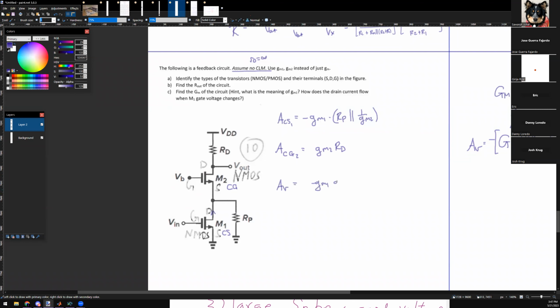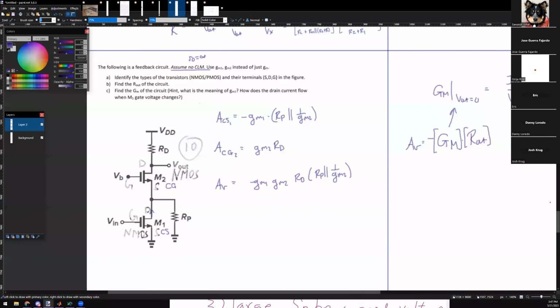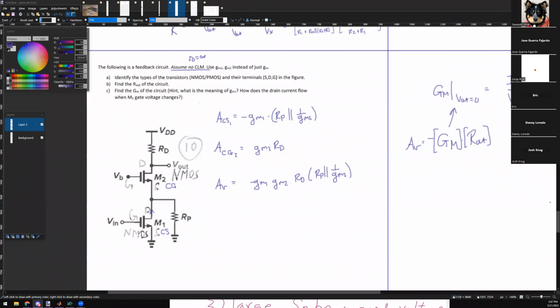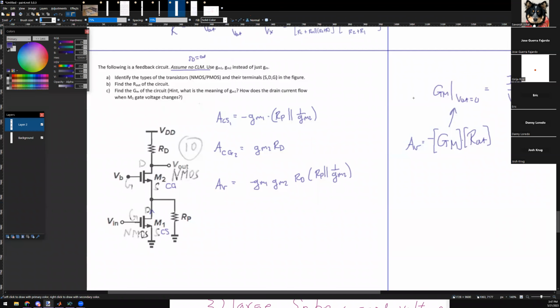Negative GM1, GM2, RD, RP parallel 1 over GM2. To me, that's my answer. That's actually correct. GM1, GM2, no. No. I sent you the answer though.